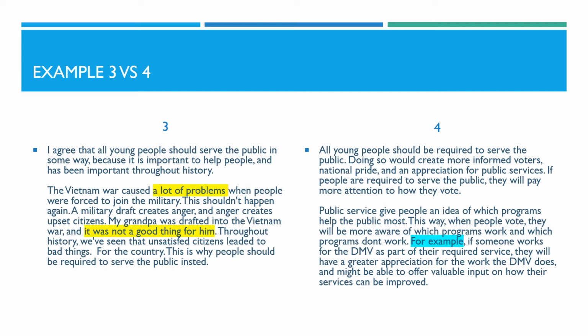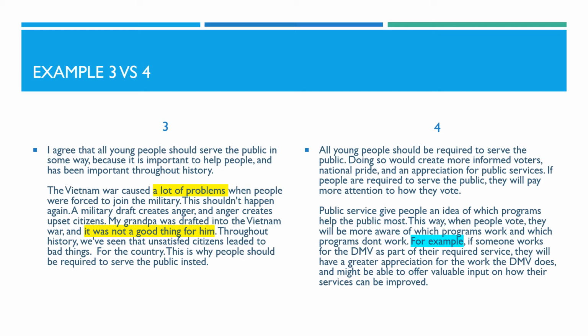Now let's take a look at the number 4, the response that was scored with a 4. Their thesis is all young people should be required to serve the public. Doing so would create more informed voters, national pride, and an appreciation for public services. If people are required to serve the public, they will pay more attention to how they vote. So again, great job at showing their side and also laying out the format for what their body paragraphs are going to be.